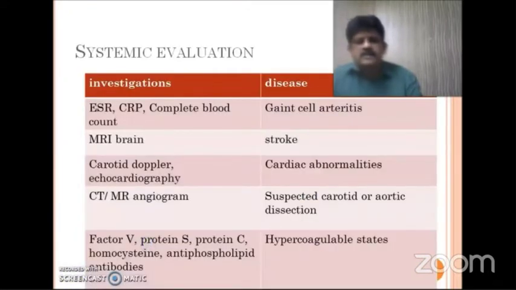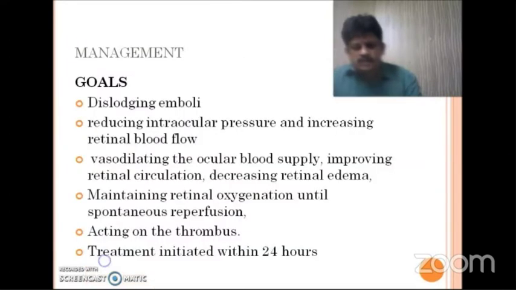Investigations: in giant cell arteritis, ESR, CRP, complete blood count; MRI brain when suspecting stroke; carotid Doppler and echocardiography in case of cardiac abnormality; CT and MR angiogram in suspected case of carotid and aortic dissection; Factor V, protein S and protein C, and homocysteine levels in case of hypercoagulable state.